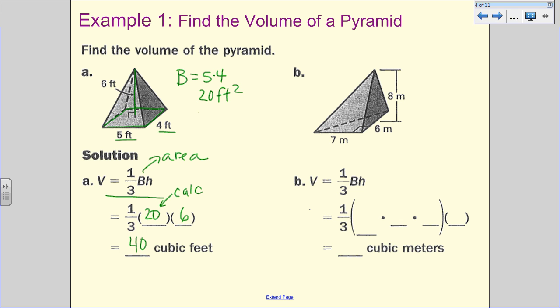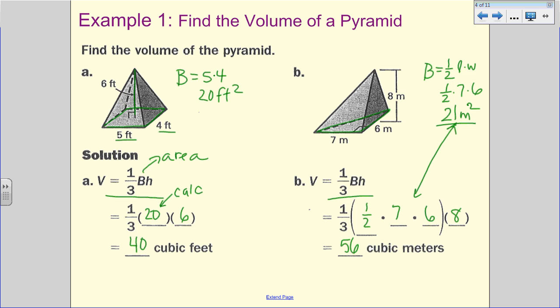If we take a look at B, it's a triangular prism. And so with my formula, I have 1/3 big B times H. So I need to find the area of that base, which is 1/2 length times width, or base times height. So it's 1/2 times 7 times 6, which is going to give me 21 meters squared. So, they give us this. We're going to do 1/2 times 7 times 6 times the area, times that height, which is 8, all right? But we need to have these numbers in there. So whether you fill it in all at once or whether you calculate it separately, we're going to do 1/3 times 21 times 8, which is 56 cubic meters.